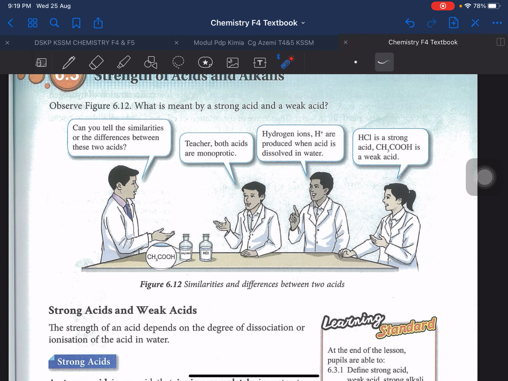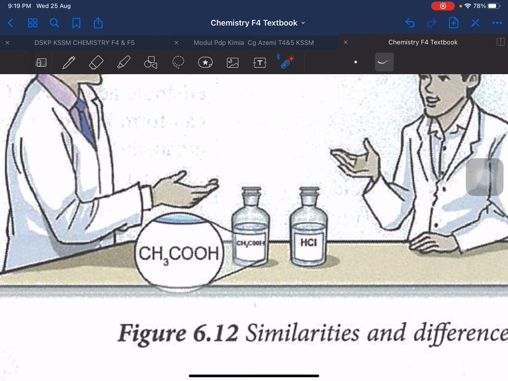The teacher is asking, can you tell the similarities or the differences between these two acids? Apa perbezaan ataupun apa persamaan atau perbezaan antara dua jenis asid ini? Look at the picture over here. This reagent is showing that it has ethanoic acid in it. Ethanoic acid. This one is hydrochloric acid.